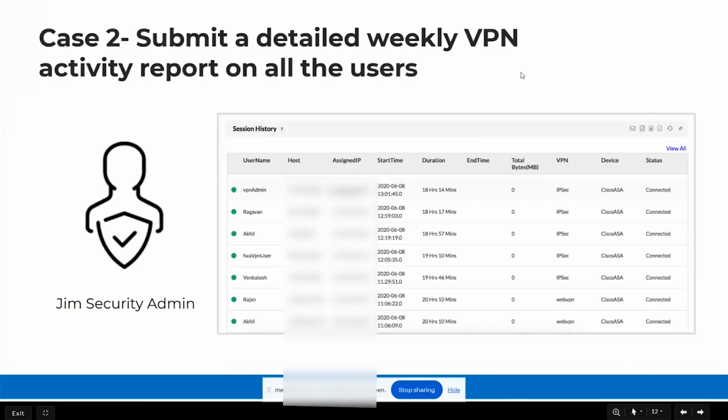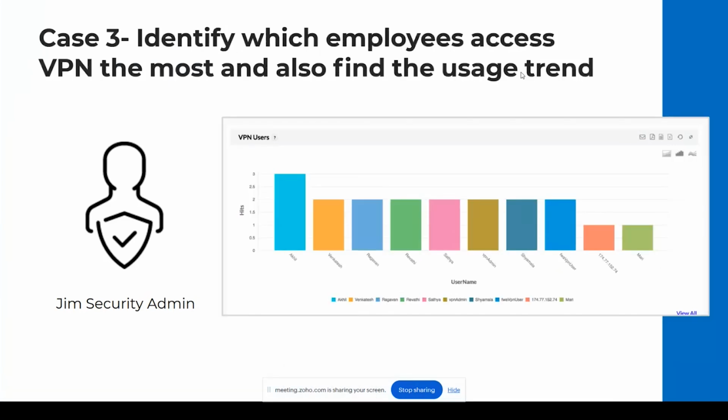And now going back to the presentation, now that we saw majority of the employees are joining using the VPN network, it becomes extremely important to plan and allocate the bandwidth consumption. So if a single employee consumes all the bandwidth, this would slow down the network for every other employee who's connected and working. Hence, as a third task, Jim has been asked to identify which employee accesses the VPN the most and also find the usage trend.